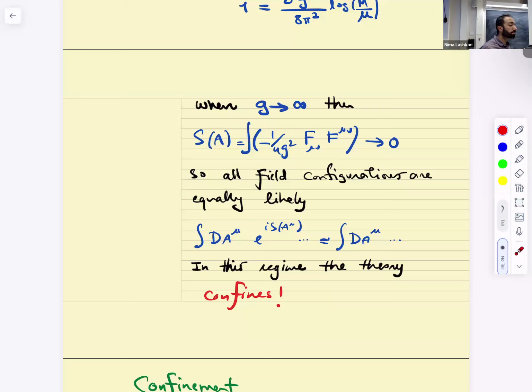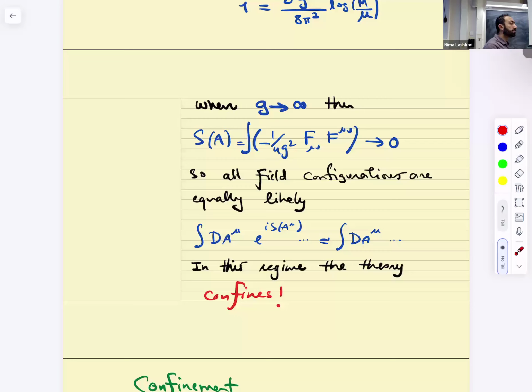Quick question. If all the field configurations become equally likely, then doesn't my theory become extremely complicated in the infrared? Of course. So what is the solution? Something non-perturbative. That's what we're going to argue. It's going to be something complicated, right? But we're going to try to argue using lattice gauge theory, which is a non-perturbative formulation of the theory, for a phenomenon called confinement. It's one aspect of what happens in the IR.